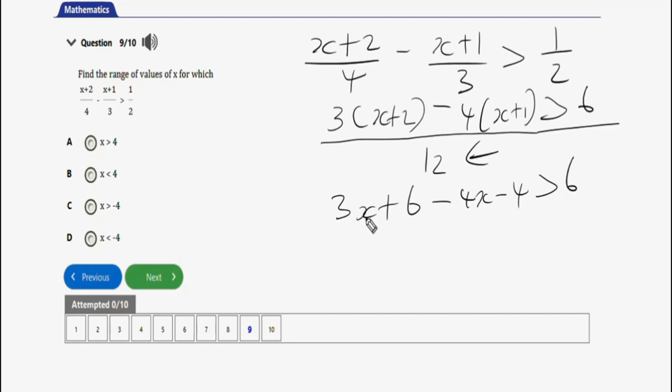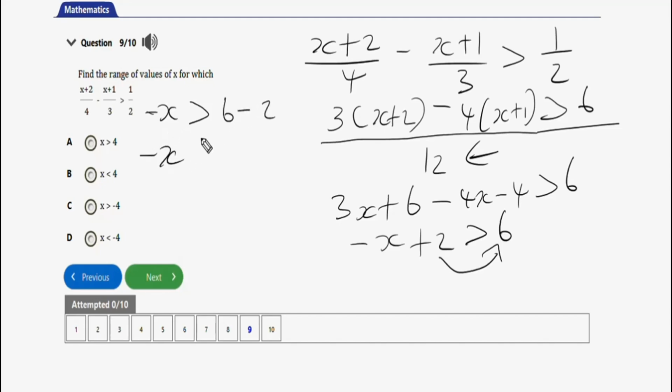So when you collect like terms, 3x minus 4x, you're going to have negative x. So 6 minus 4, we're going to have plus 2 is greater than 6. So to make x the subject of the formula, this will cross over the inequality sign and change to negative. So we now have minus x is greater than 6 minus 2. So minus x is greater than 4.